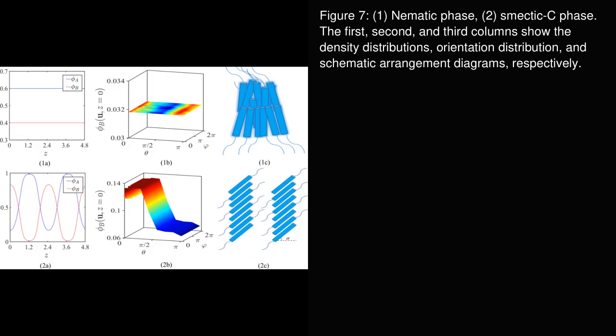In contrast, the smectic C phase results, shown in the second row of the figure, feature density and orientation distributions that peak at angles theta within the interval between 0 and pi/2. This confirms a tilted molecular ordering typical of smectic C, where layered structures with molecular tilt are present. Panel 2C shows the corresponding molecular schematic arrangement.